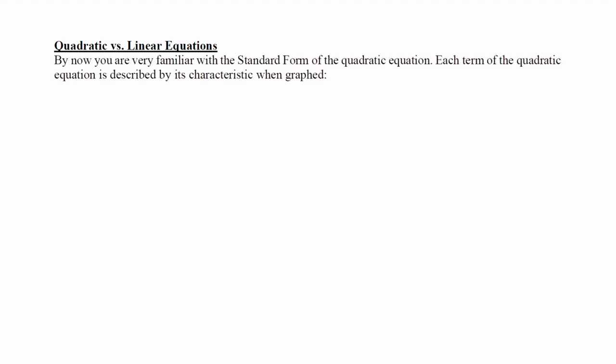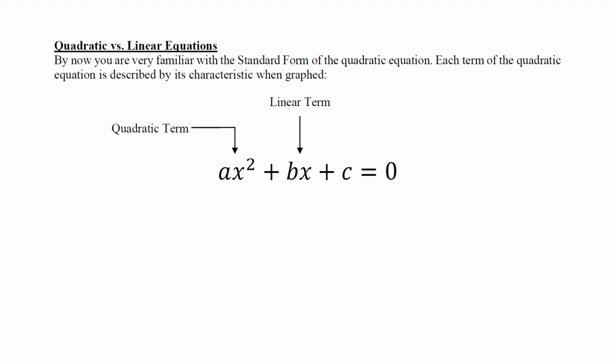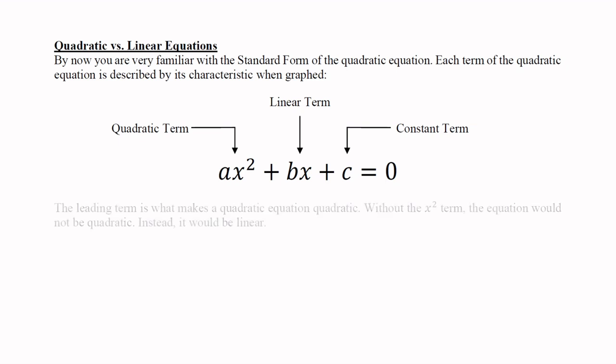By now, you are very familiar with the standard form of the quadratic equation. Each term of the quadratic equation is described by its characteristic when graphed. So here's standard form. We have the first term being your quadratic term, your second or middle term being the linear term, and your last term is your constant term. The leading term is what makes a quadratic equation quadratic. Without the x squared term, the equation would not be quadratic. Instead, it would be linear.